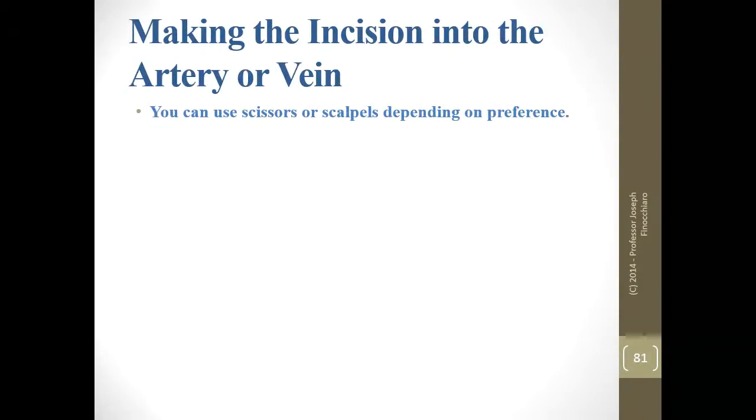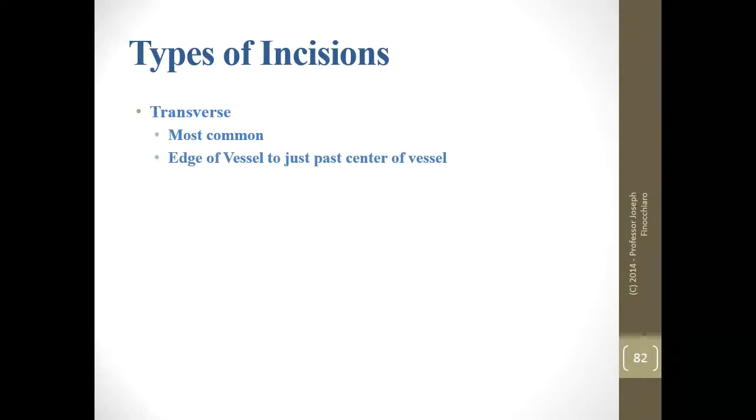Because if you have a problem with it, you pop a hole in the arch of the aorta or the descending aorta, you're pretty much going to do a multipoint whether you like it or not. So, making your incision into the artery or vein, you can use scissors or scalpels. Personally, I use scissors, nothing but scissors.